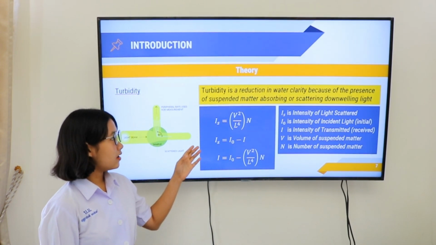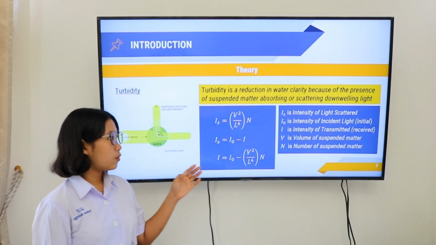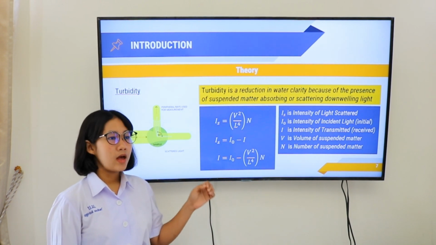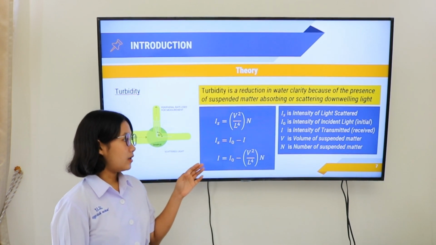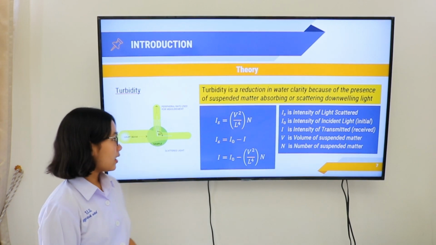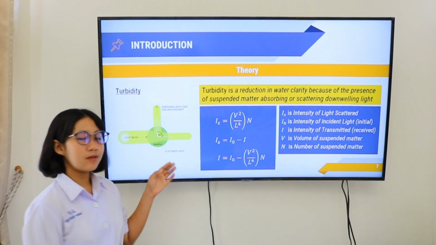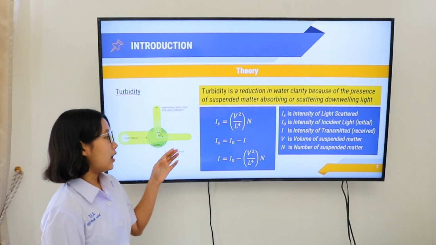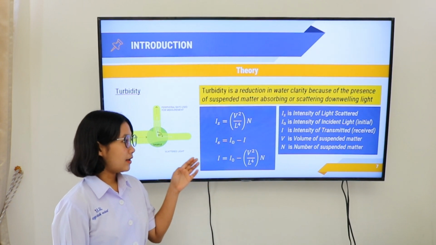In this equation, Is, the intensity of the scattered light, is equal to V squared, where V is the volume of the suspended matter, divided by L to the power of four, where L is the wavelength of the light beam, multiplied by N, where N is the number of the suspended matter. And this photo shows that Is equals I0, the intensity of the incident light, minus I, the intensity of the transmitted light.